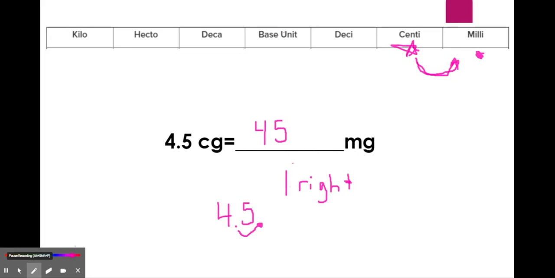We move the decimal one place to the right from where it started, and that's going to be 45 with your decimal here. But we don't need to write the decimal with it being a whole number and no numbers behind the decimal.